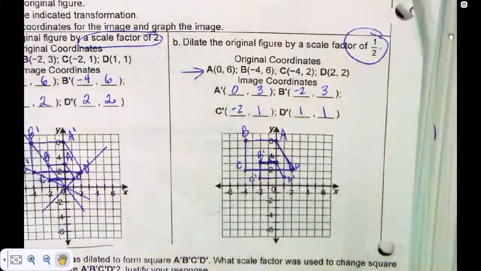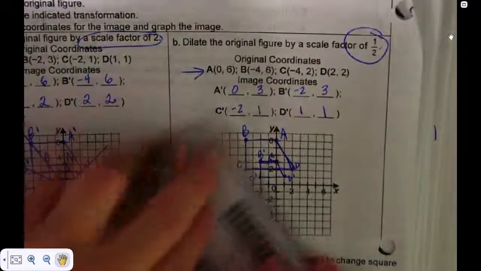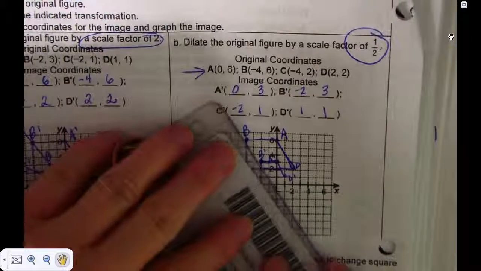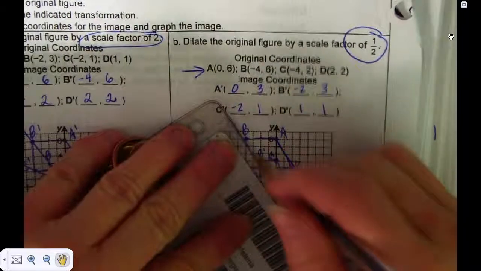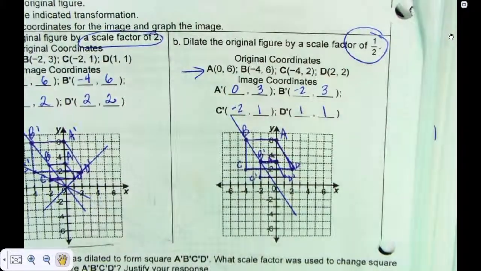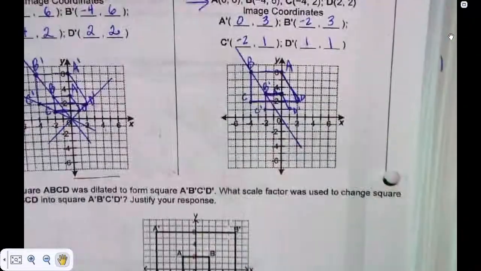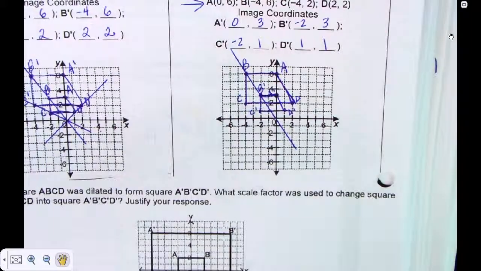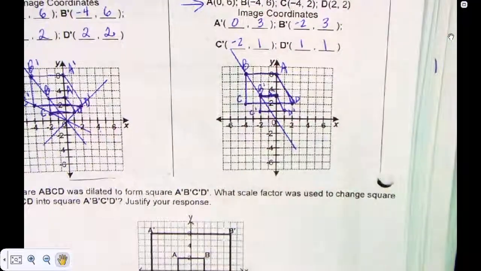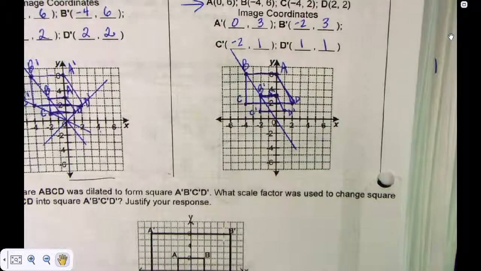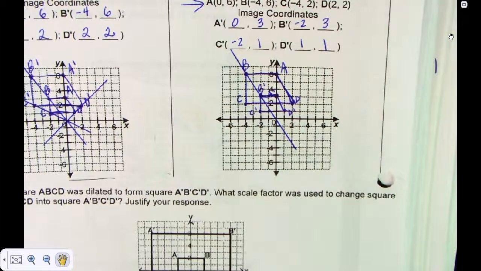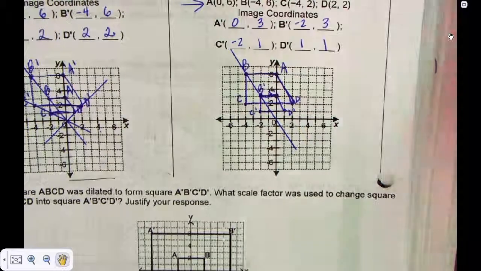Yep. And let's just match up one. I'm going to do B and B prime. You do the one you want, except A and A prime, because it's already done. Okay, C. We good?